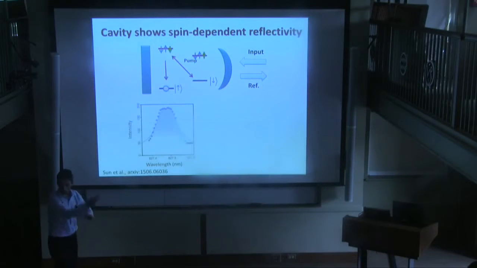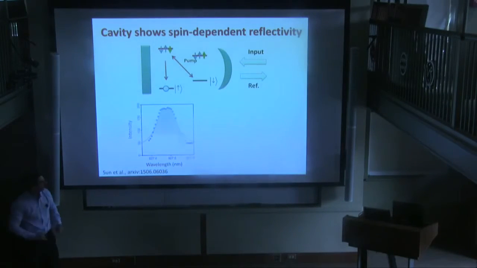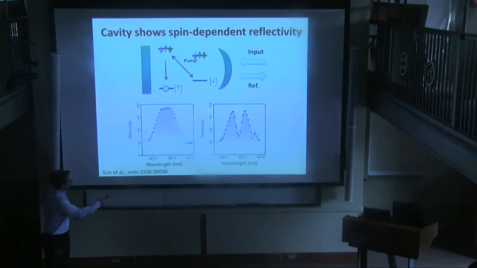But if we optically pump the other transition, pushing the dot into the spin-up state, now we see this strongly coupled spectrum. If you're wondering what this blip is, it's the other transition. It's the slightly detuned transition.